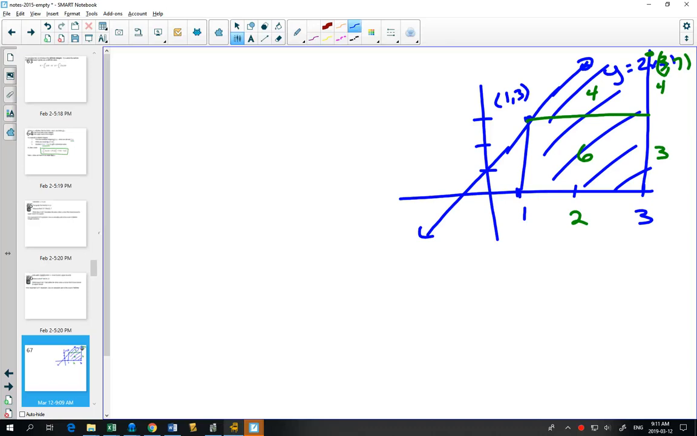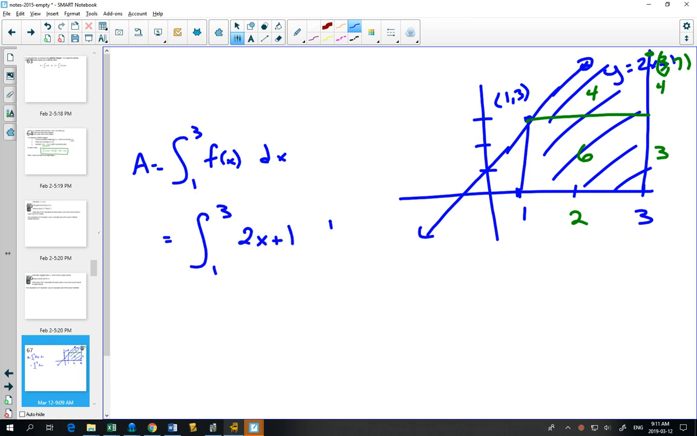Now we just had that the area is equal to the integral from 1 to 3 of f of x dx. In other words, the area, according to this new integral idea, is the integral from 1 to 3 of 2x plus 1 dx.